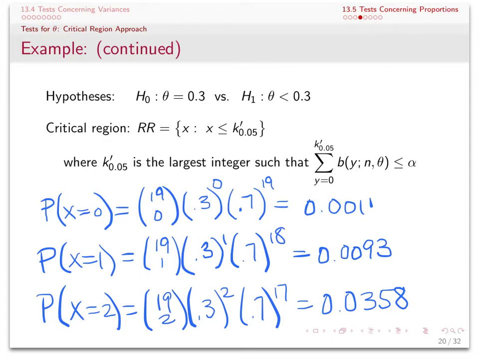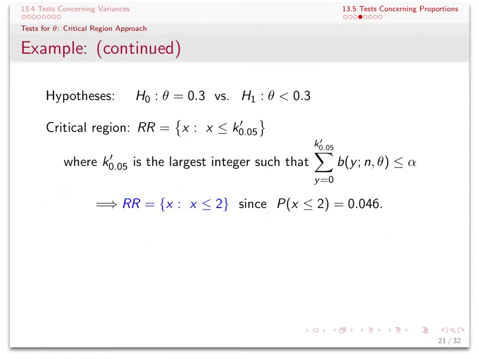As such, our rejection region will be the set of x values where x is less than or equal to 2, because if we take the probability that x is less than or equal to 2, we add those three probabilities from before, 0.0011 plus 0.0093 plus 0.0358, and we get 0.046, which is definitely less than 0.05. And x equal to 2 is the largest such integer where the sum of probabilities is less than 0.05.